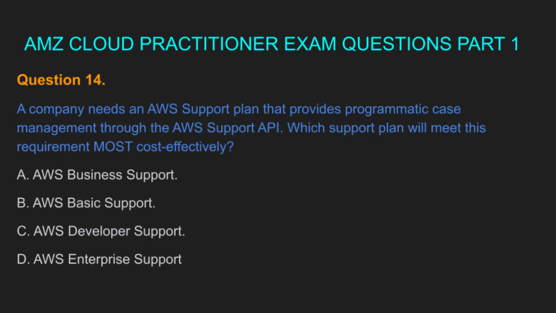Question 14. A company needs an AWS support plan that provides programmatic case management through the AWS Support API. Which support plan will meet this requirement most cost-effectively? A. AWS Business Support. B. AWS Basic Support. C. AWS Developer Support. D. AWS Enterprise Support. The answer is A. AWS Business Support. Programmatic case management through the AWS Support API is supported by Business Support, Enterprise Support and Enterprise On-Ramp. But of all the three support plans, Business Support is the most cost-effective.